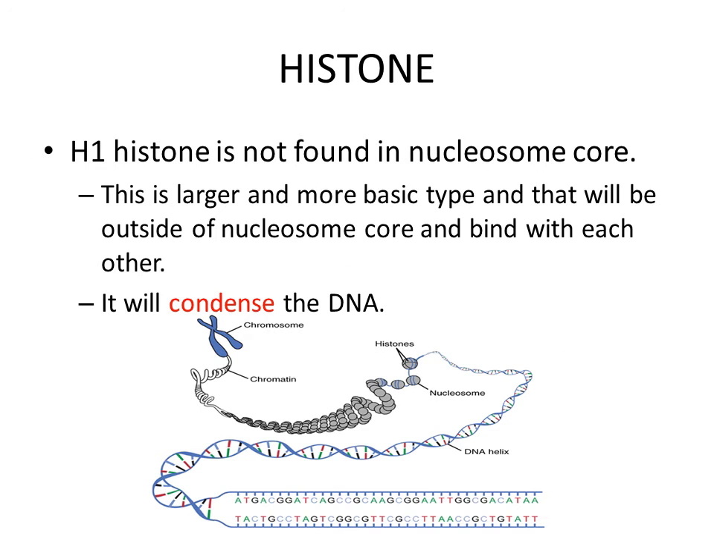Like we have seen in the previous slide, there are certain types of histones. The H1 histone is not found in the nucleosome core because it is a larger and more basic type, and it will be outside of the nucleosome core and bind with each other, and it will condense the DNA. Like you can see in the picture, histones are getting condensed into nucleosomes.